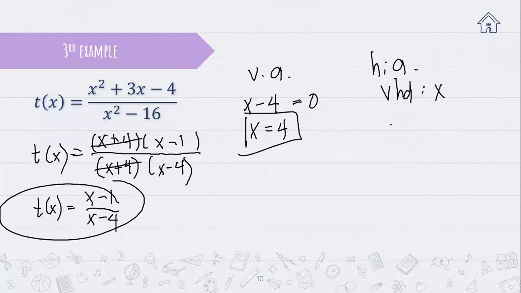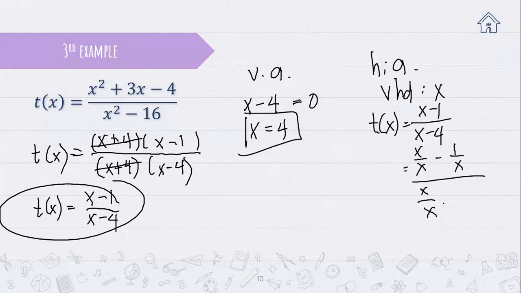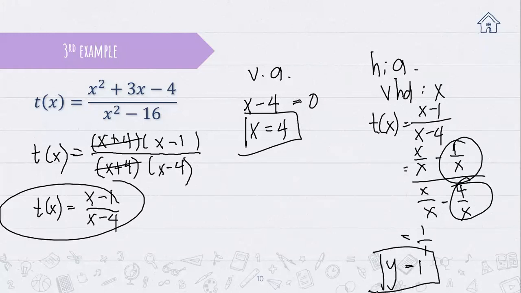Kaya nga dapat i-simplify eh. So, t of x is equal to x minus 1 all over x minus 4. So, x over x minus 1 over x, x over x minus 4 over x. So 0 na to. So we have 1 over 1, 1 ang ating y. Bakit y? Kasi t of x, class. Di ba ang t of x, f of x, y din yun siya? Ayan po siya, class.